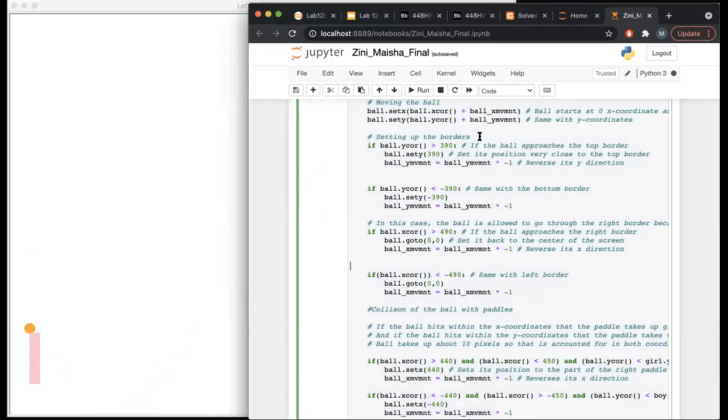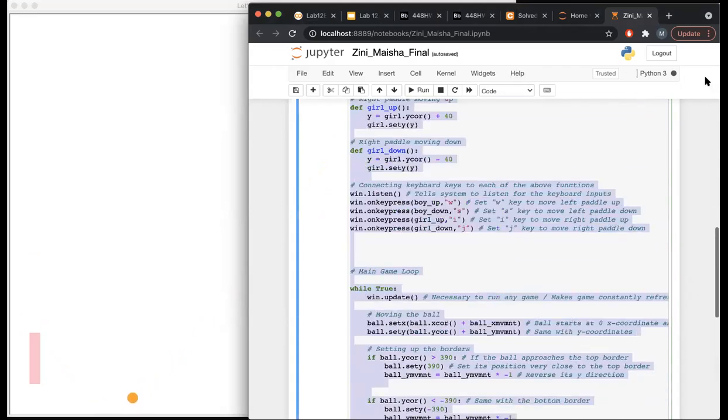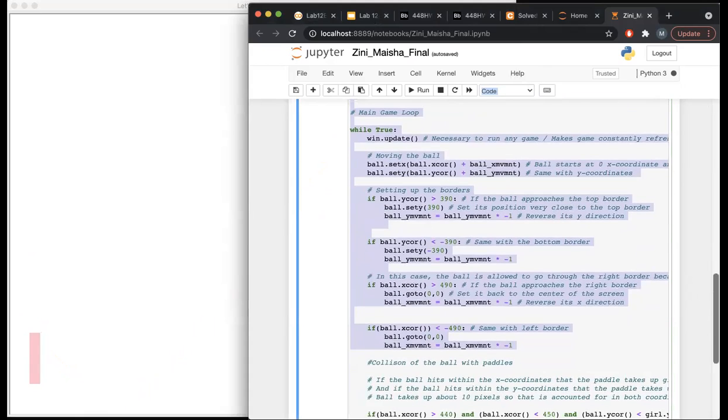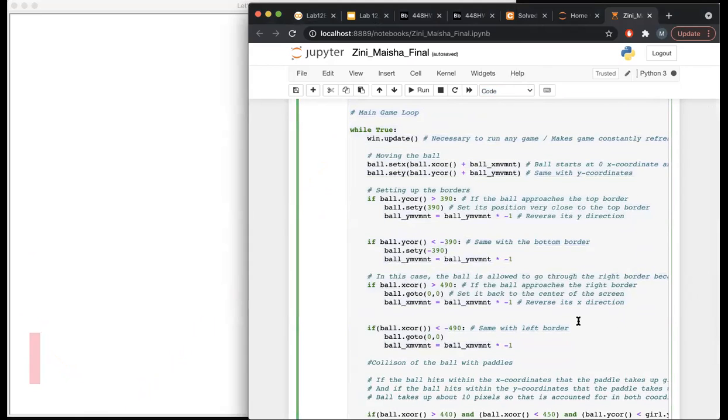Now it's time to actually control how the ball moves, right? This is kind of the hard part. Right here, the main game loop. So we have while True: win.update. This just allows the game to constantly update and refresh itself, so it doesn't freeze and die at the first pixel or the first iteration.